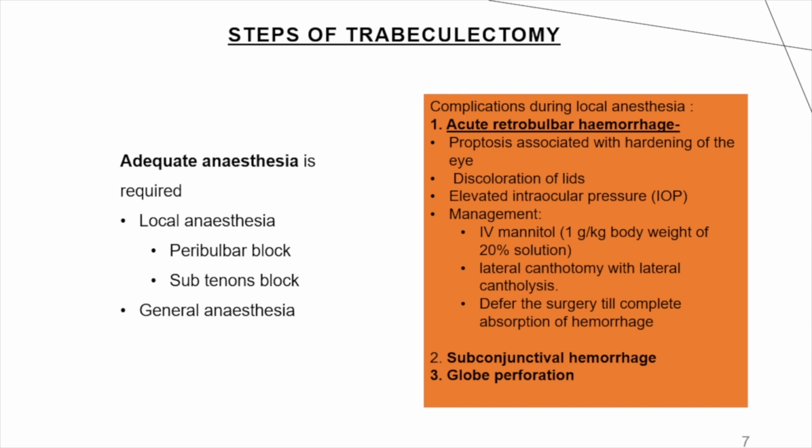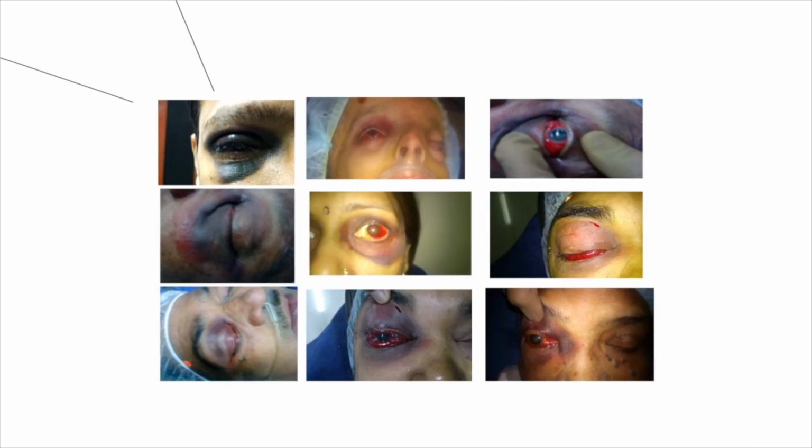It can be managed with IV mannitol, which can be given at 1 milligram per kg body weight of 20% solution. In severe cases, lateral canthotomy with lateral cantholysis can be done, and the surgery should be deferred till complete absorption of the hemorrhage. These are certain photos of the retrobulbar hemorrhage.